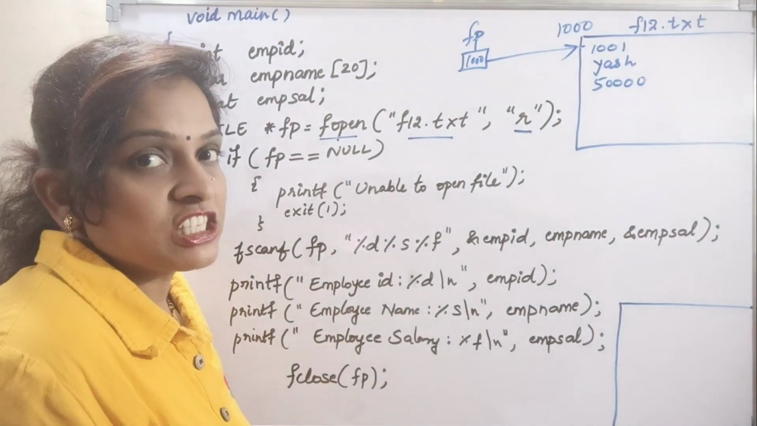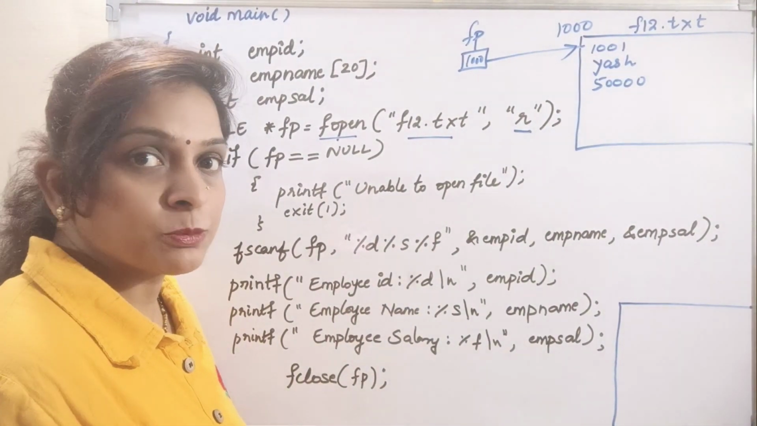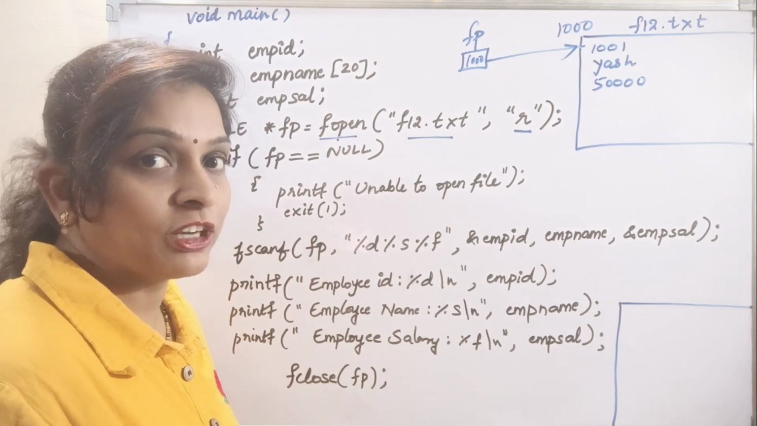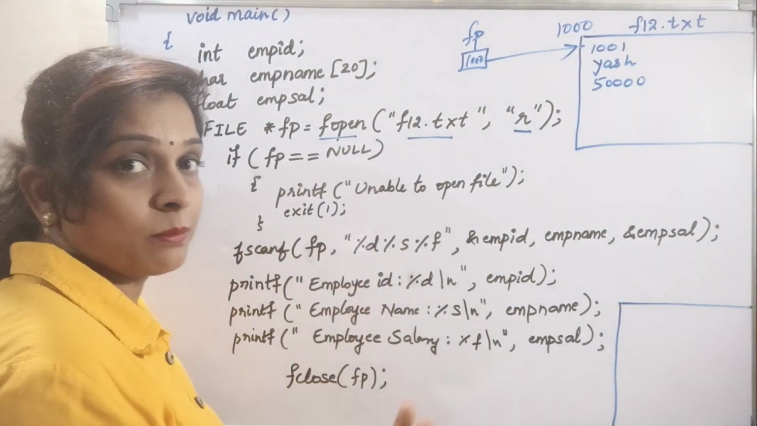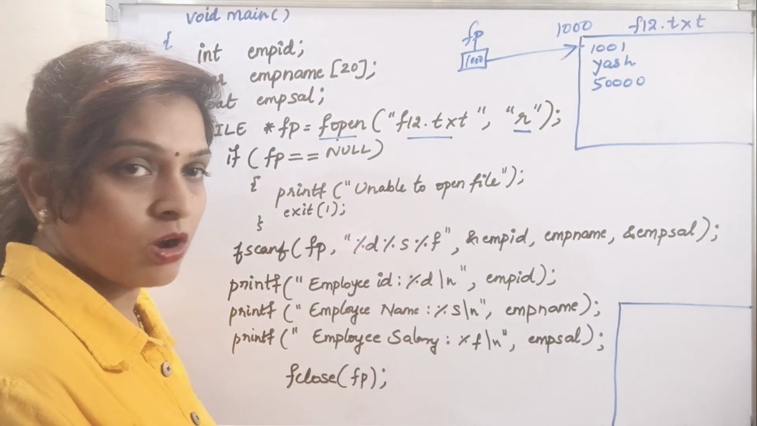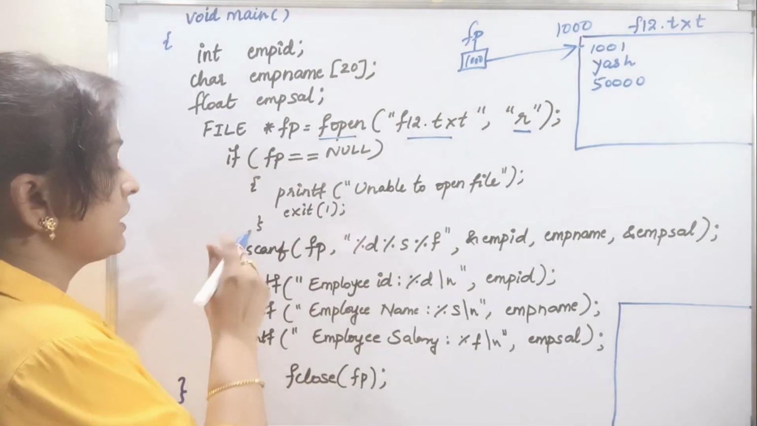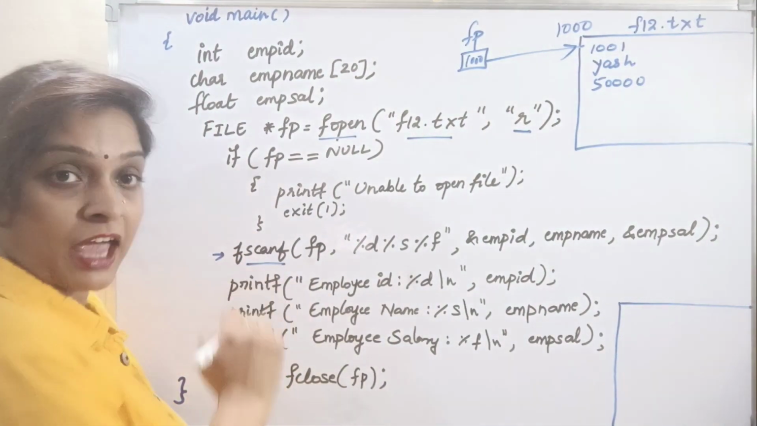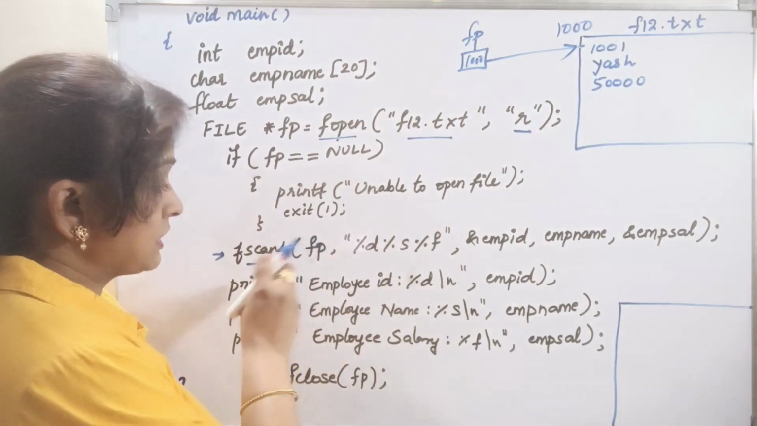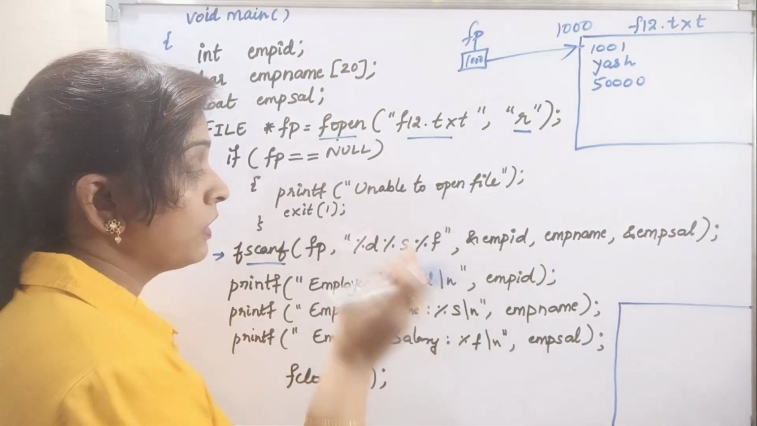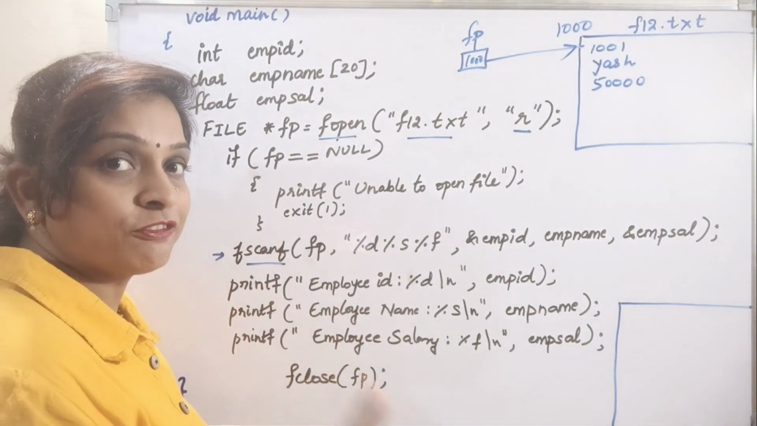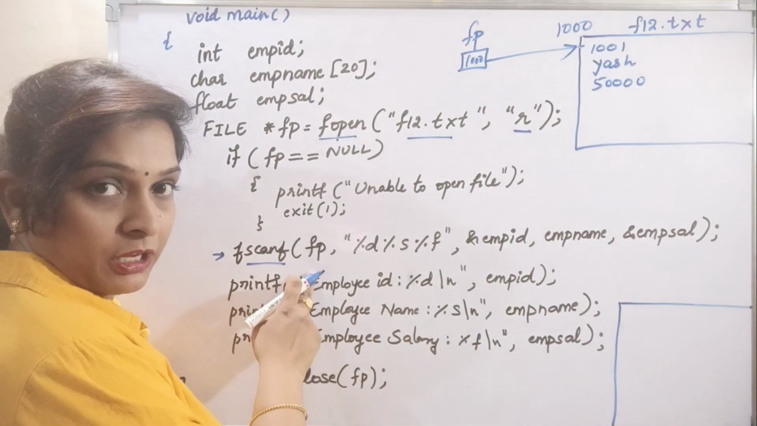If that file pointer is not pointing to any location, that means it is pointing to null. If it is pointing to null, then I should get a message: unable to open the file. If not, I come to this point. I say fscanf, scan formatted data from the file pointed to by the file pointer fp.